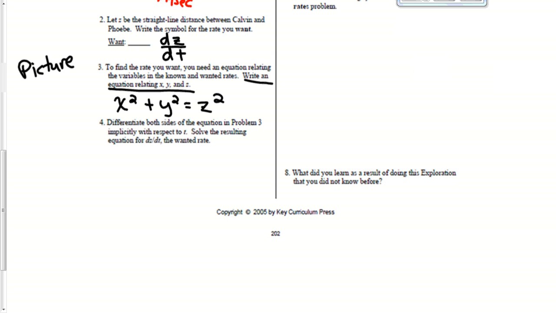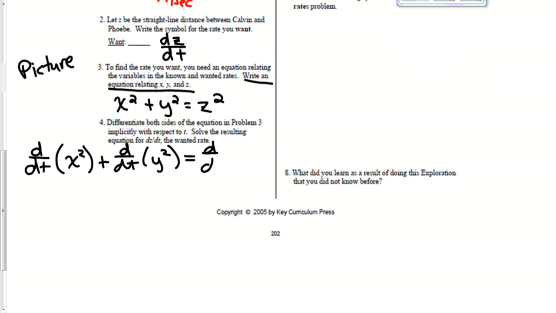So what that tells me I'm doing is I am taking d/dt of x squared, I'm taking d/dt of y squared, and that's equal to d/dt of z squared, which means I'm going to have chain rules everywhere. So when I take the derivative of x squared with respect to t, that derivative is 2x and then times the derivative of x with respect to time.